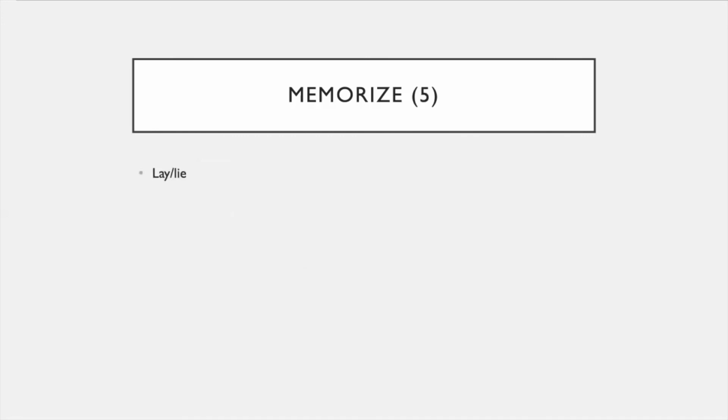Then you have lay versus lie. So lay means to set or put down flat, and lie means to rest. So an example of how we use lie would be: I love to lie outside and look at the clouds because I like to rest outside. We use lie versus lay.